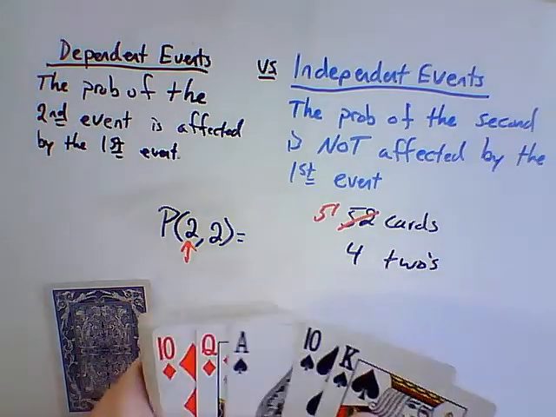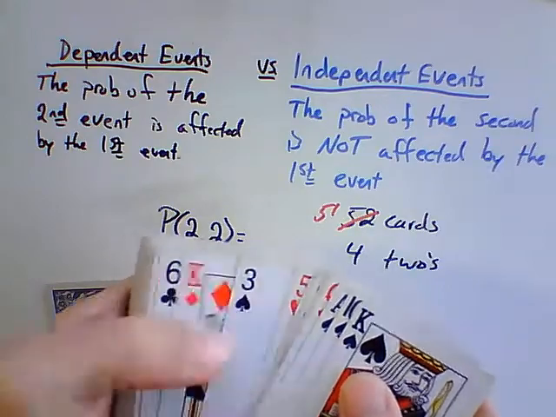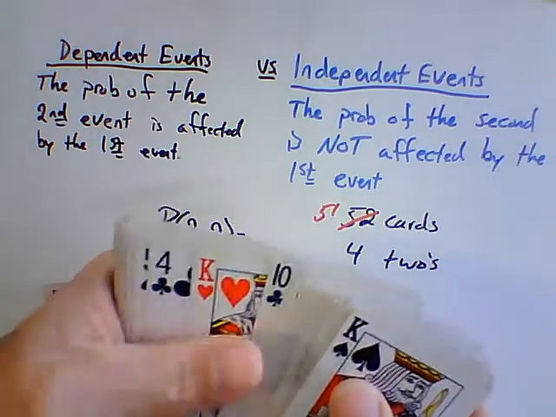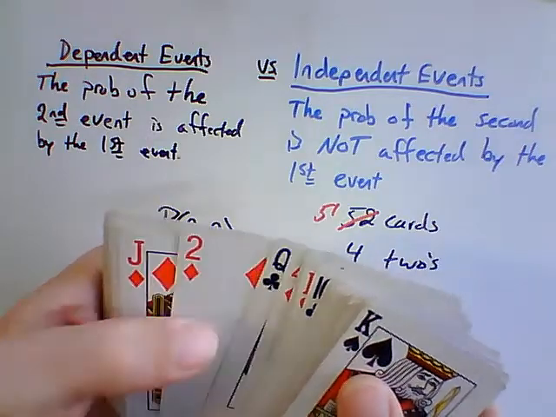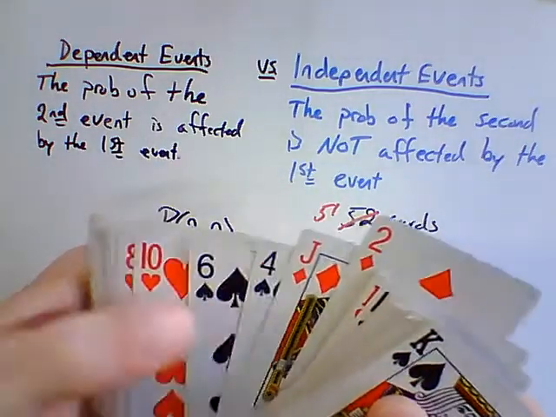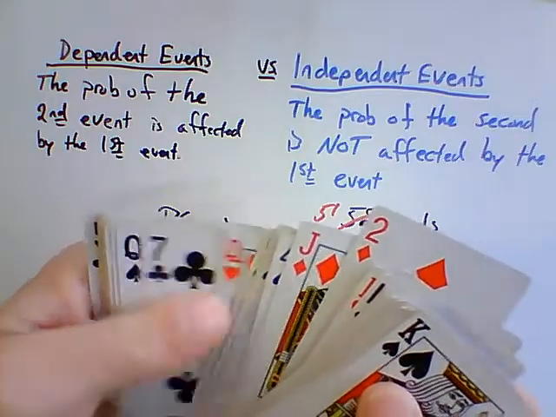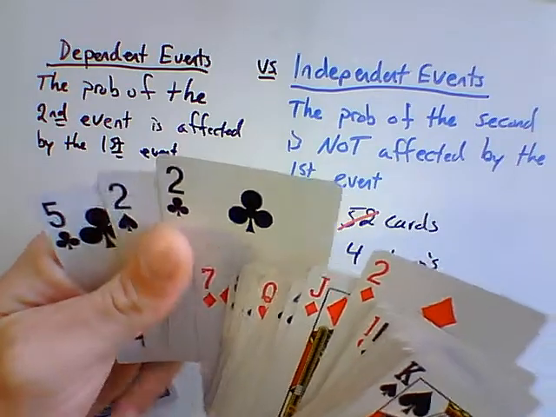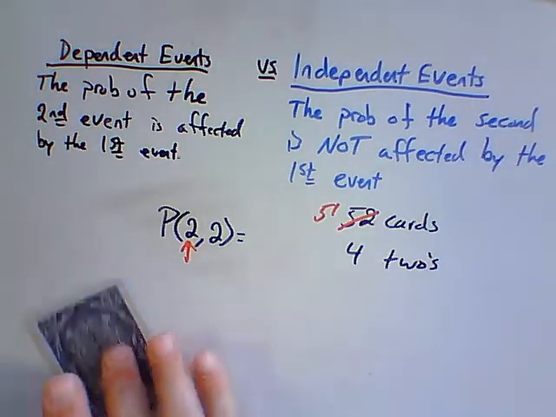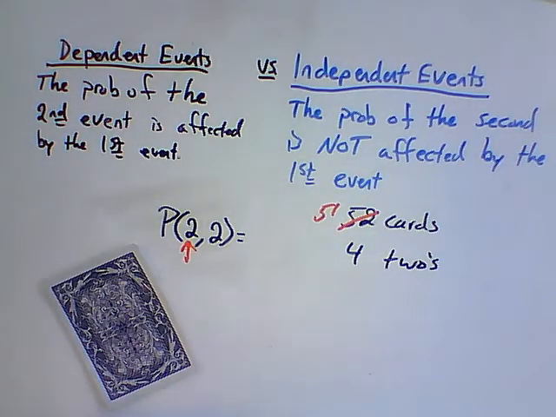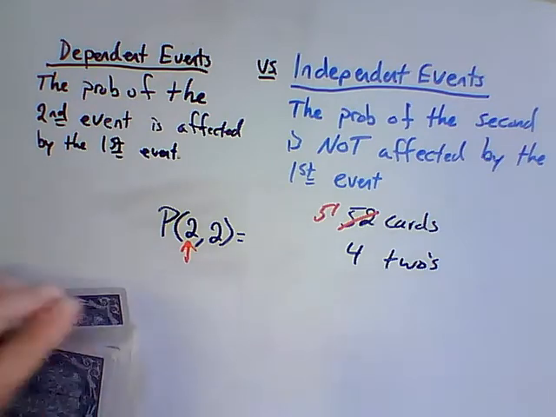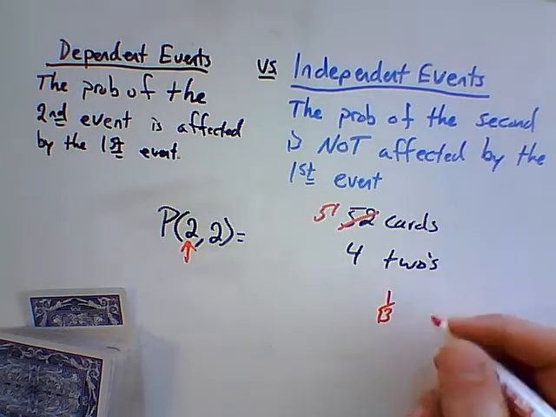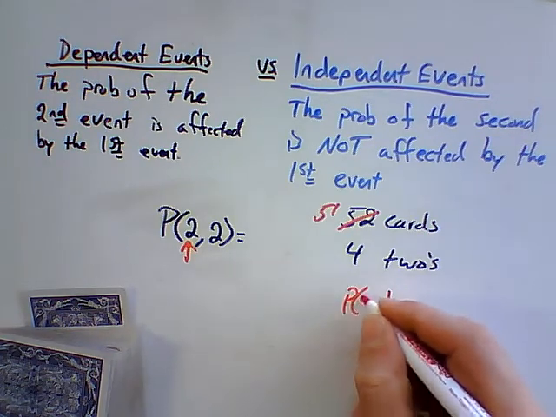In fact, here's my 52 cards. I'm going slow because I haven't had my coffee. 1, 2, 3. Oh, look at that. That is a 2. Wow. So before I drew the first card, I had a 1 out of 13 chance of getting a 2.